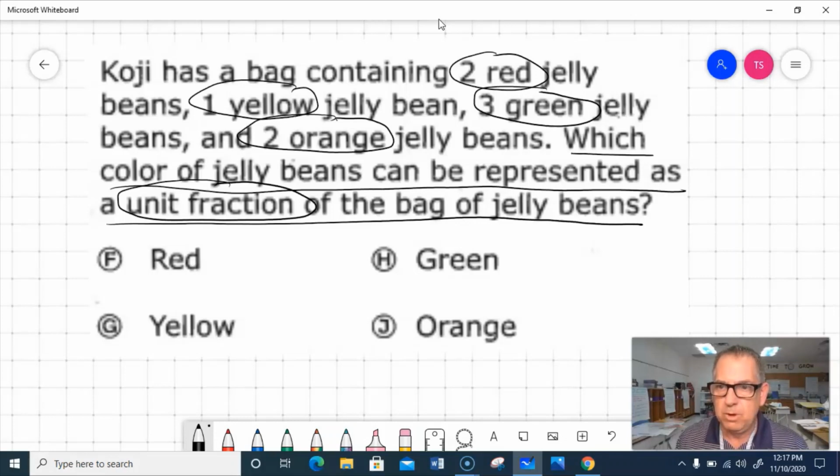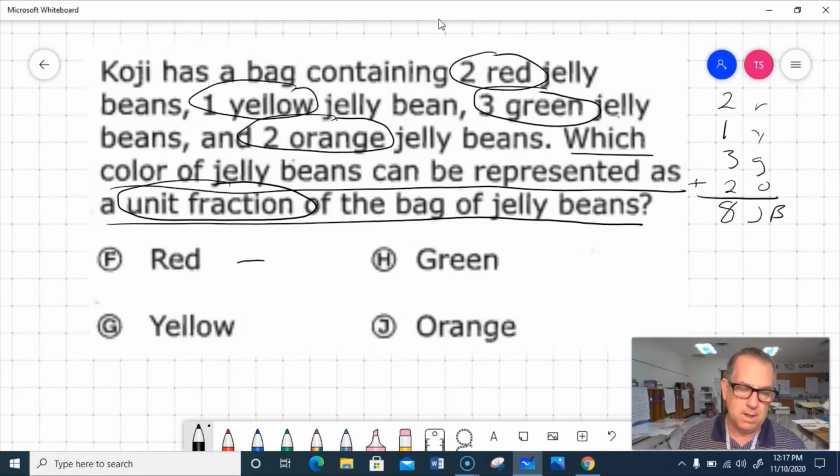So I will go ahead and look. I have 2 red, 1 yellow, 3 green, and 2 orange. So to figure out what the denominator is going to be, I need to figure out what the total is of that. So I know 1 and 2 is 3, plus 3 would be 6, plus 2 more would be 8. So there's a total of 8 jelly beans. So the denominator for all of my answer choices is going to be 8. So I'm going to go ahead and write that down there. So the denominator for the orange, for the green, for the red and the yellow are all going to be 8.